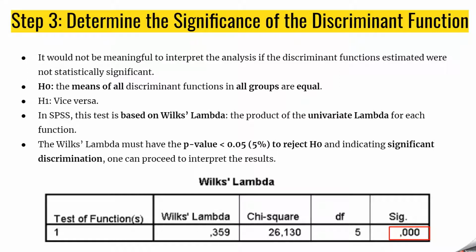In the table you can see that Wilks' lambda is 0.359 and the chi-square is 226.1, with 5 degrees of freedom, which gives a significance of about 0, less than 5%. We can conclude that the discriminant function is statistically significant, and we can go to step 4, which is to interpret the results.